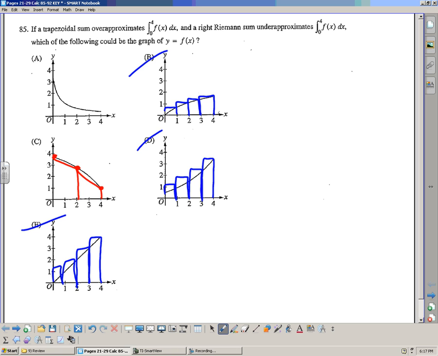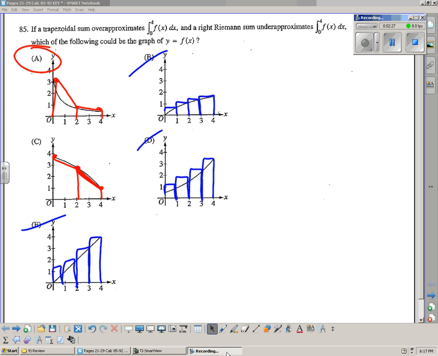And this is because the graph is concave down, which means these secant lines lie underneath the graph. Whereas if I do a trapezoid approximation here, here's my trapezoid, I'm clearly over. So I want to be over on the trapezoid, so A is the answer. I think that's a very easy question if you just draw the picture.